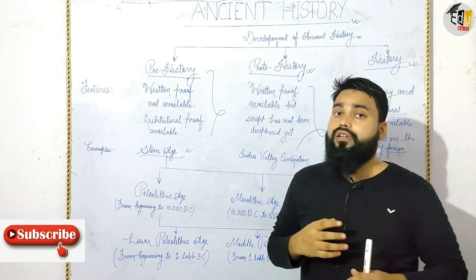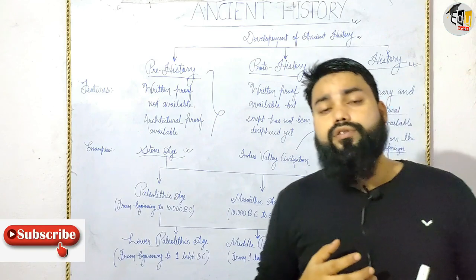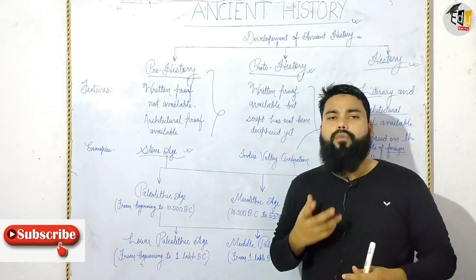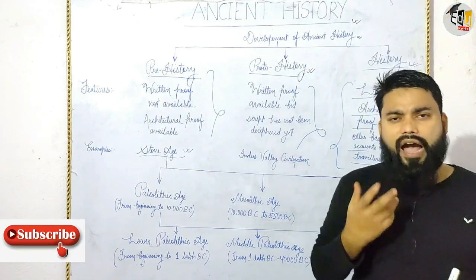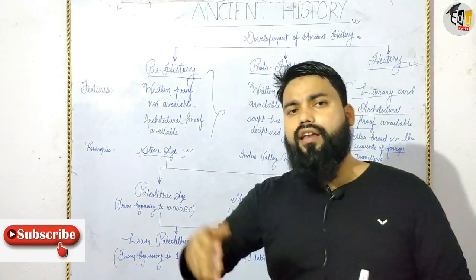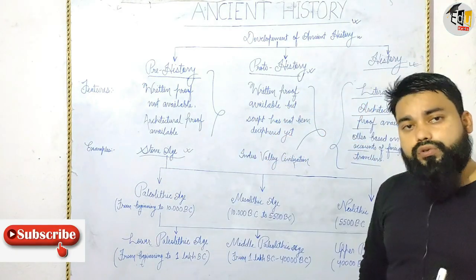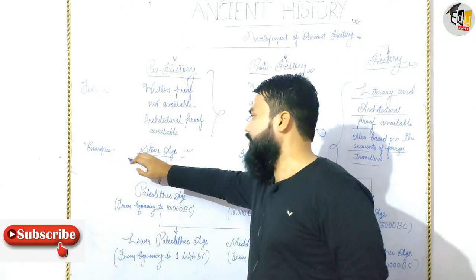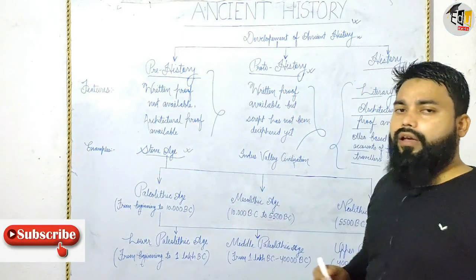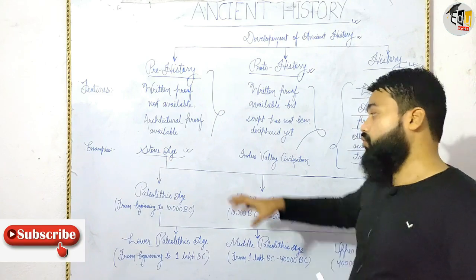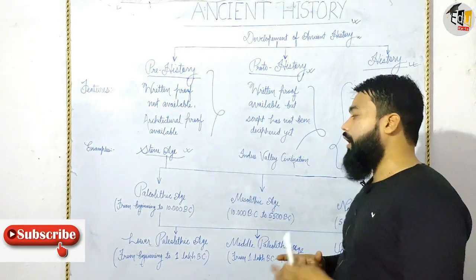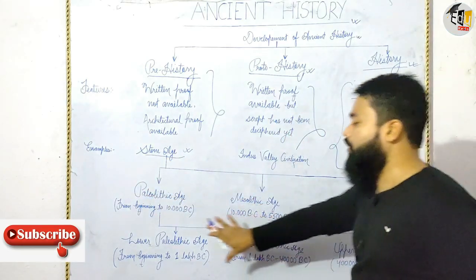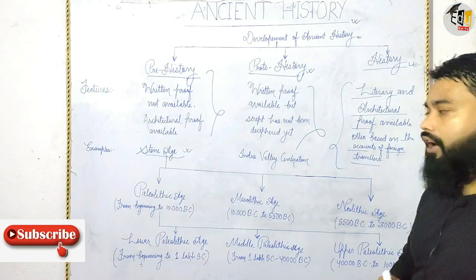Sometimes early men used stones, later on they used copper, later on they used bronze, and then after that they used iron. So the names of these ages were kept on those tools or metals only. In the Stone Age, the early men used the stone as a tool. That is why the whole subcategories or later periods were named after the Stone Age only.